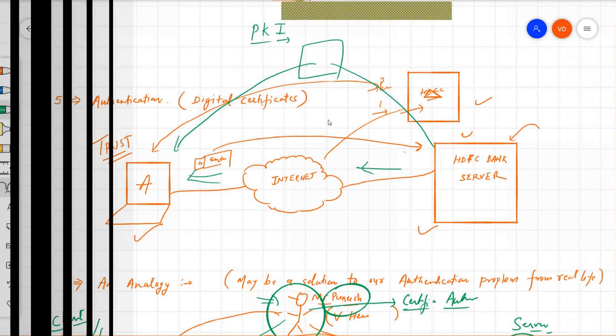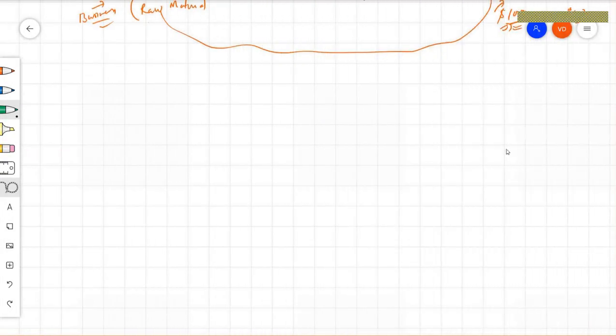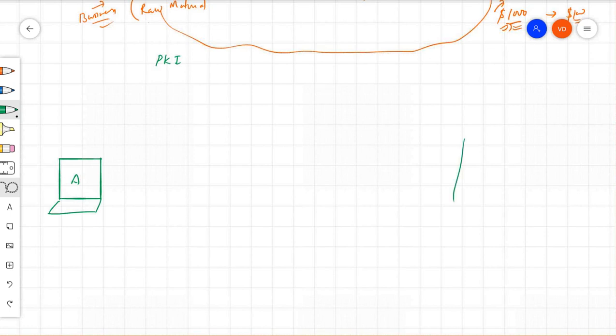Okay. So let's try to understand what this PKI infrastructure is. Suppose I have two entities. This is me, this is my laptop, and this is the server I have.